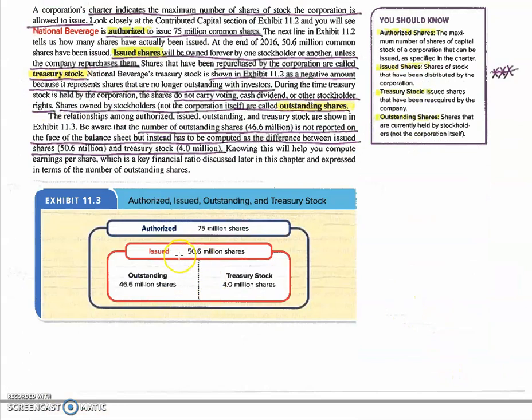And there you see it kind of drawn out for you. So we have 75 million shares authorized. Issued has been 50.6 million. And of those 50.6 million shares, 46.6 million are still outstanding and 4 million have been repurchased and are now treasury stock. So you see this number plus this number equals this number. That will always be true.